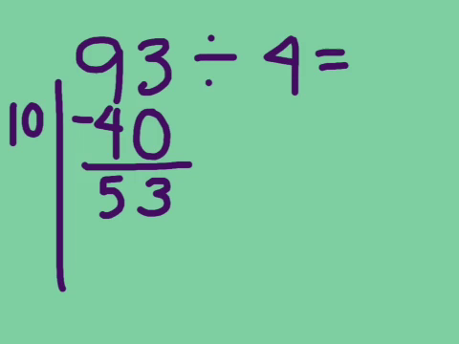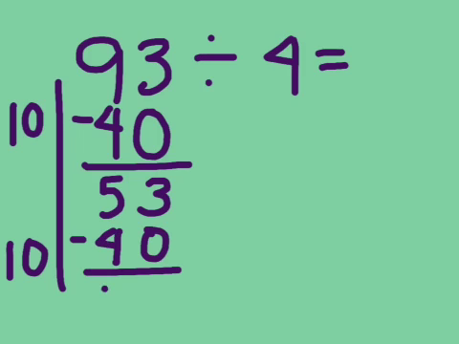So the next question is, can you make any more groups of 4? Of course you can make lots more groups out of 53, but can you make 10 more groups of 4? Have a think about that. Pause the video if you need to. And the answer is yes, you can make 10 more groups of 4 because 10 groups of 4 is 40. So if I subtract 40 from 53, I still have 13 left. So the question becomes, can I make 10 more groups of 4? Pause the video if you need to think about it.